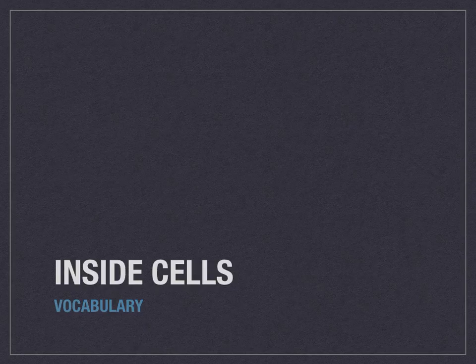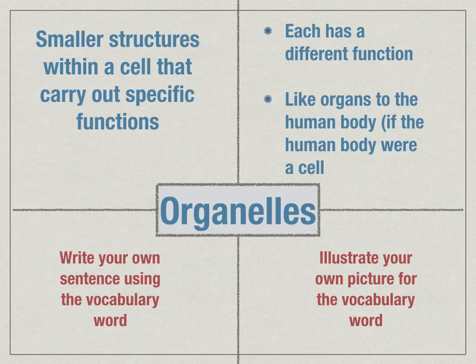The next thing we're going to look at is some vocabulary that is going to involve the inner workings of cells, more of the actual components of cells and the structure of cells themselves. The first is the word organelles. The word organelles refers to the smaller structures within a cell that carry out specific functions. Organelles could be essentially any of the following vocabulary words.